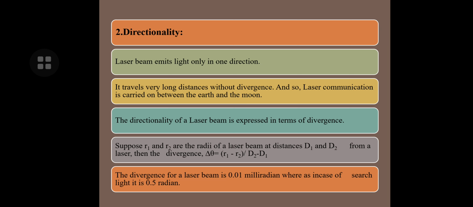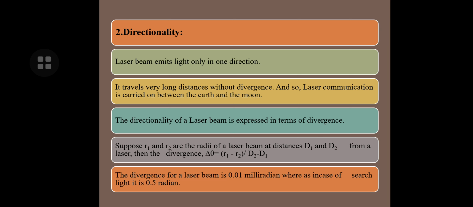Here we are saying that the laser light is traveling large distances. Suppose I take one point A and another point B. The distances from the source are d1 and d2: from the source to point A is d1 and from the source to point B is d2. The spreading of the light at A is R1 and at B is R2, and the divergence delta theta equals R1 minus R2 by d2 minus d1.